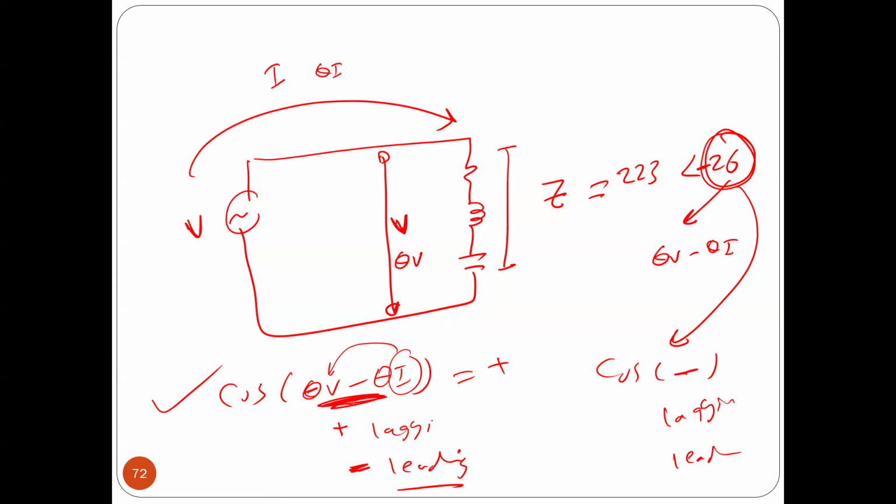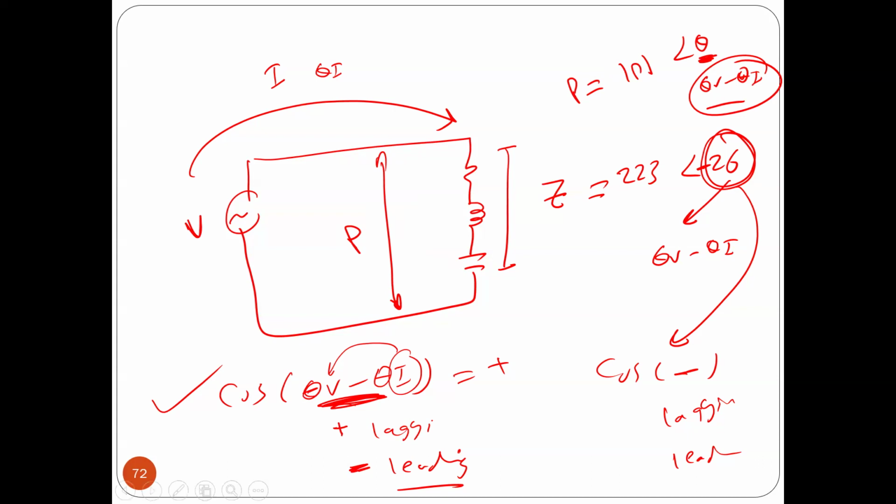One more thing. If I know the total power here, this power should have a magnitude and angle. This angle is actually theta V minus theta I. I can just take this angle, theta V minus theta I, and then take the cosine. Look, you have different ways you can do it, whatever is easy. Anything else?